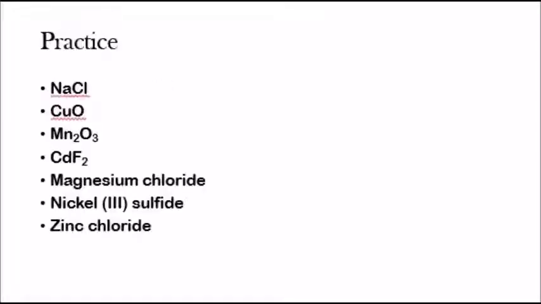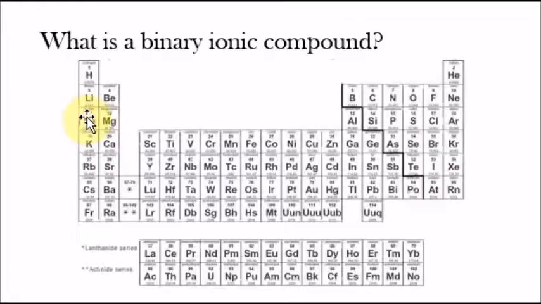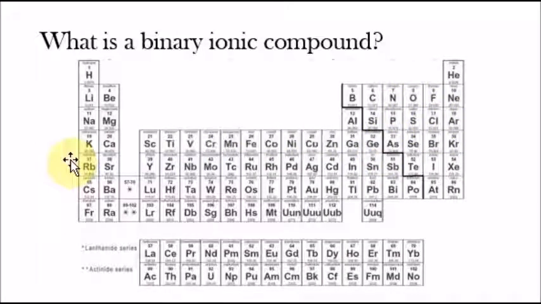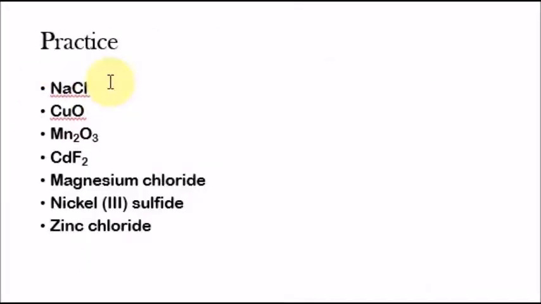Let's look at our first example over here. Let's first make sure that this is indeed a binary ionic compound. The first element is sodium. Sodium is right here, to the left of this zigzag line, so that is a metal. Then we have chlorine, Cl, and chlorine is on the right side of the periodic table. So we have a metal plus a nonmetal, and this is indeed a binary ionic compound.